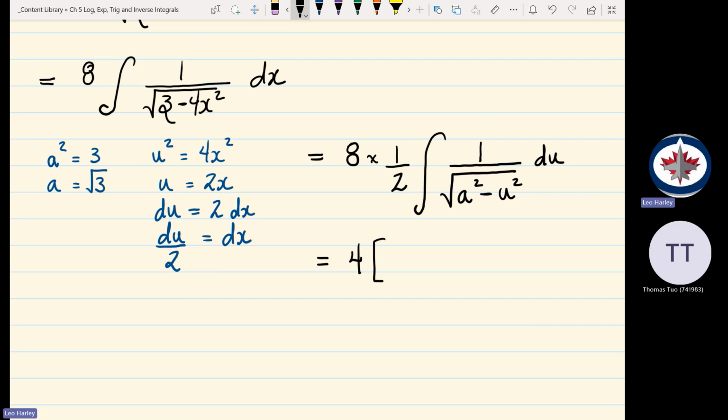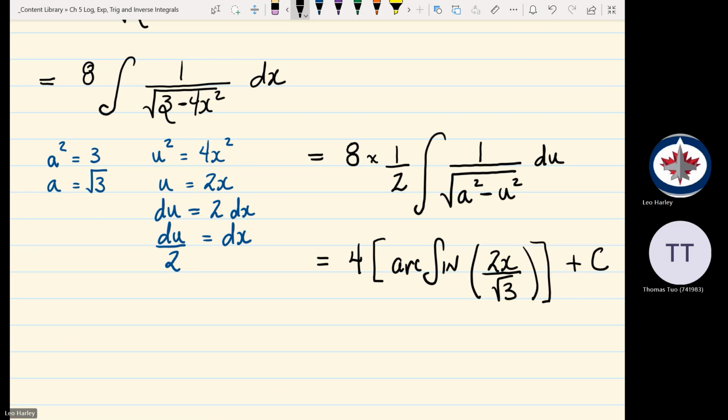And then when I integrate this, it's going to be arc sine u, where u happens to be 2x, and a is the square root of 3, plus c. And I realize I've got a set of brackets in there that I don't actually need. Superfluous brackets.